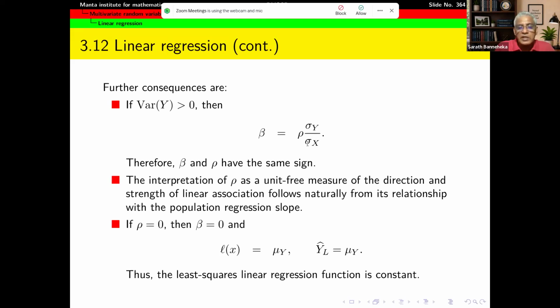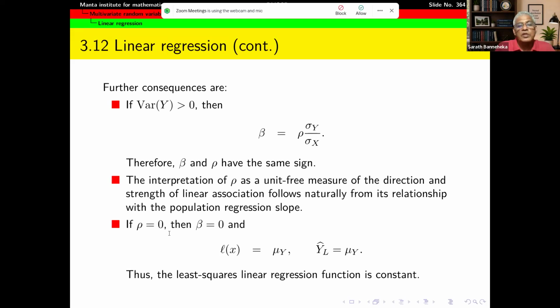So the direction of the relationship, if the direction is positive, then rho is positive. If the direction is negative, rho is negative. So as I mentioned earlier, the fact that it is giving you a measure of the strength of the linear association comes from this particular thing, the direct relationship between beta, the slope of the regression line, and rho.